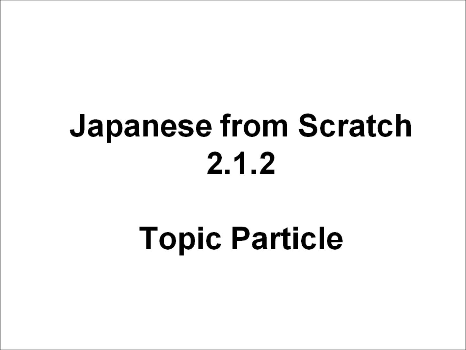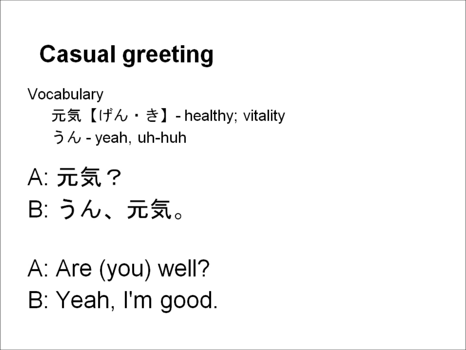In this lesson, we're going to learn how to introduce a new topic into a conversation by using the topic particle. In the last lesson, we learned how to exchange a simple greeting by asking if the person was well. We also learned that we do not need to specify the subject when it's obvious based on the context, such as when asking about the person you're directly talking to.